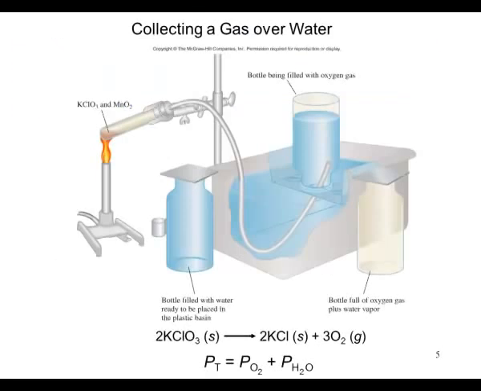Many times gases are collected over water. In this case we have the decomposition of potassium chlorate into KCl and oxygen. The total pressure of the gas is going to be equal to the pressure of oxygen plus the pressure of the water vapor.